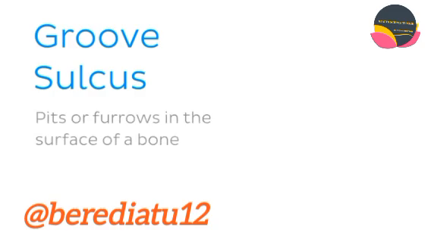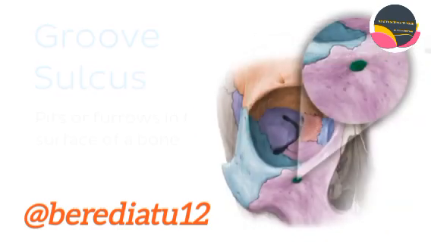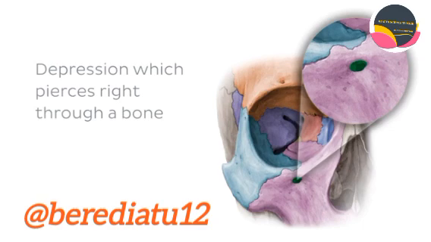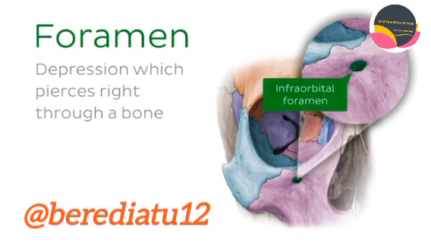Next up are two similar terms, which are groove and sulcus. As the first name suggests, these describe long pits or furrows in the surface of a bone, such as the intertubercular sulcus or groove of the humerus. The next term describes a depression which pierces right through a bone, and it's known as a foramen. It usually gives passage for blood vessels or nerves, for example, the infraorbital foramen of the maxilla.